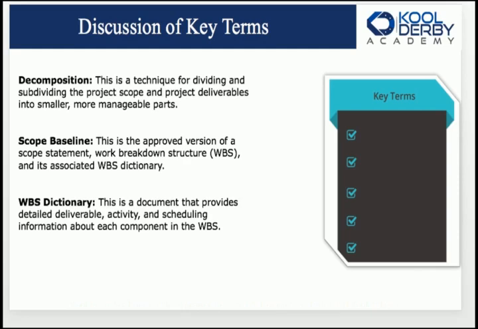So let's look at the WBS dictionary. This is a document. That's very important. Now you know it's a document, it's not a plan, that provides detailed deliverable, activity, and scheduling information about each component in the WBS. So what the WBS dictionary does, it takes each work package, right? Each work package, and gives you detailed information, like, for example, what is the identifying code? What is the description? How do we tie it to the budget? How do they align to the budget with some kind of code? Who's going to work on it? When is it due? And what are the risk factors?